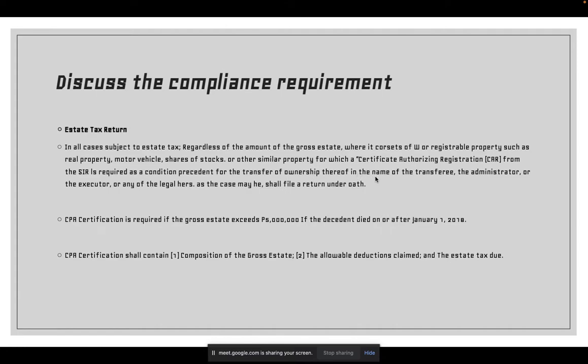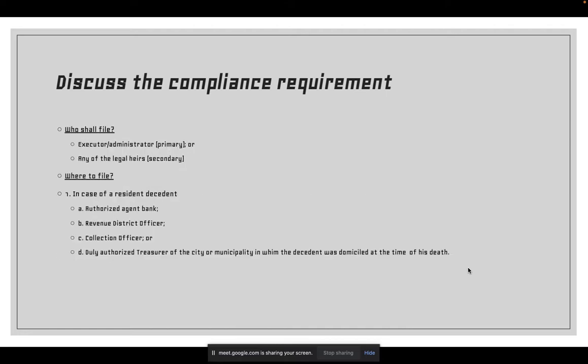Transfer of ownership thereof in the name of the transferee, the administrator or the executor or any of the legal heirs. Heirs po yan, H-E-I-R-S, as the case may be, shall file a return under oath. Okay, there should be a CPA certification which is required if the gross estate exceeds 5 million if the decedent died on or after January 1, 2018. The CPA certification shall contain the composition of the gross estate, the allowable deductions claimed, and the estate tax due.